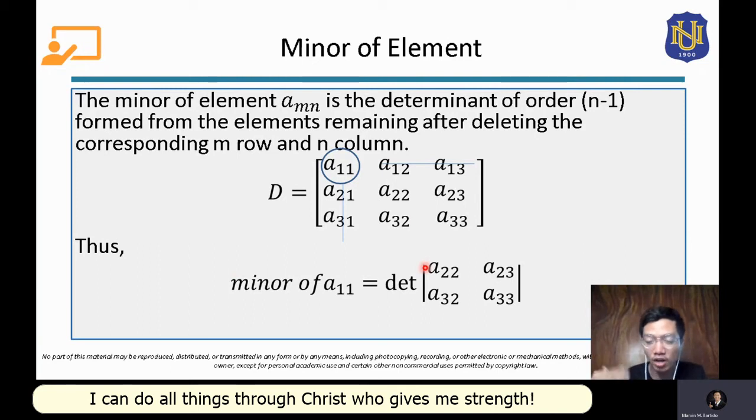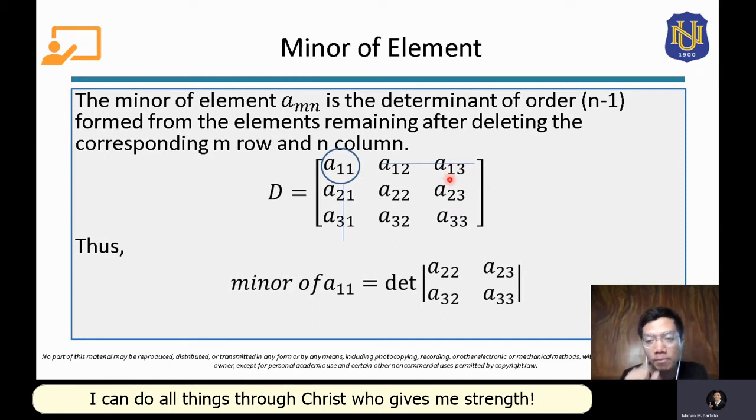Let's say we are going to solve for the minor of another element, let's say A22. It will be the same rule. We just have to delete the row and column where it is located. It is located in the second row and second column, so the second row and second column will be deleted. The remaining elements will form a 2 by 2 matrix. That will be A11, A13, A31, and A33. You just have to solve for the determinant of that 2 by 2 matrix, and that will be the value of the minor of A22.